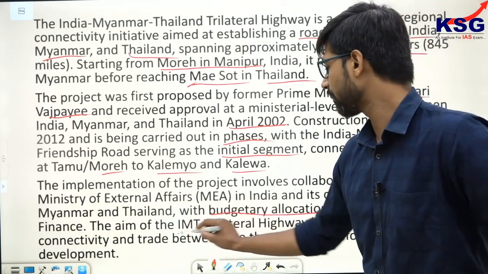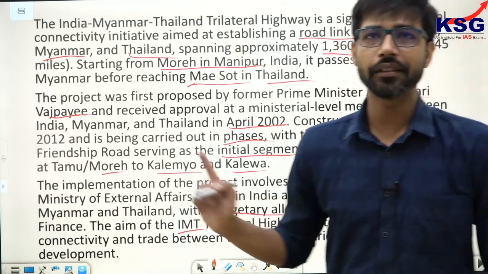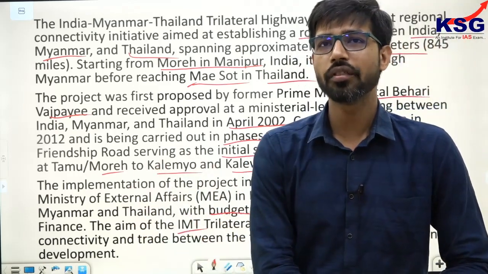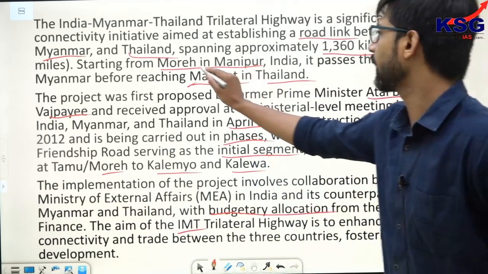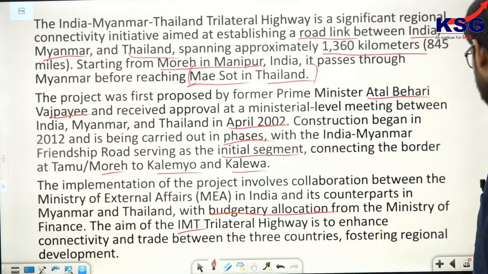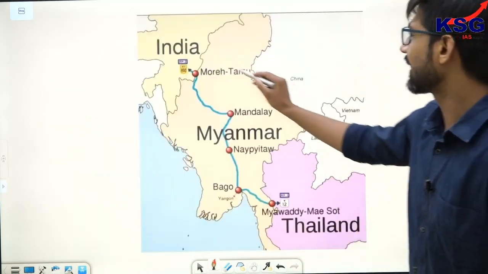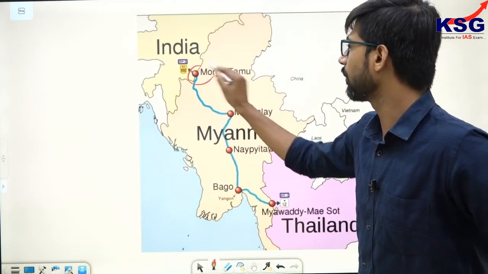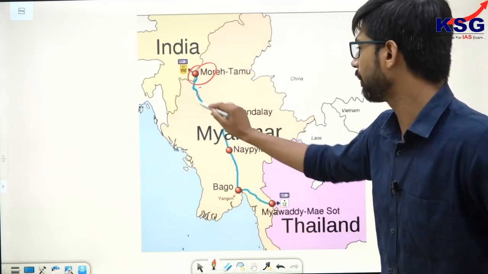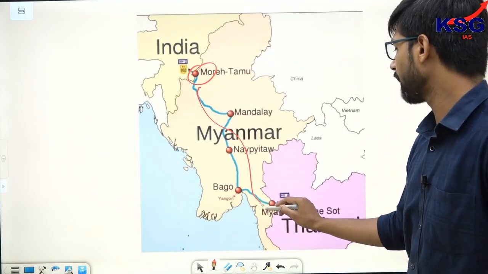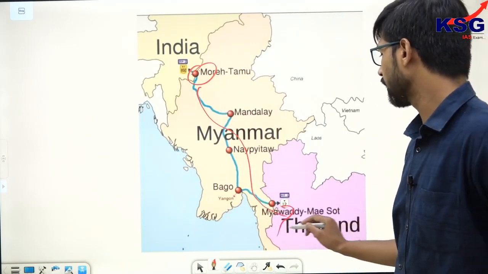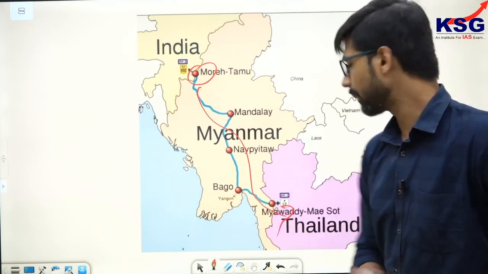So, the India, Myanmar, Thailand Trilateral Highway. Please remember, it is not going to connect Chiang Mai, it is rather going to connect the city of Mae Sot in Thailand. That is why the second statement is wrong. This is the connectivity project. It starts somewhere in Moreh around Manipur, then it will go through the country of Myanmar, and finally in the Mae Sot region of Thailand, this is going to be culminating.